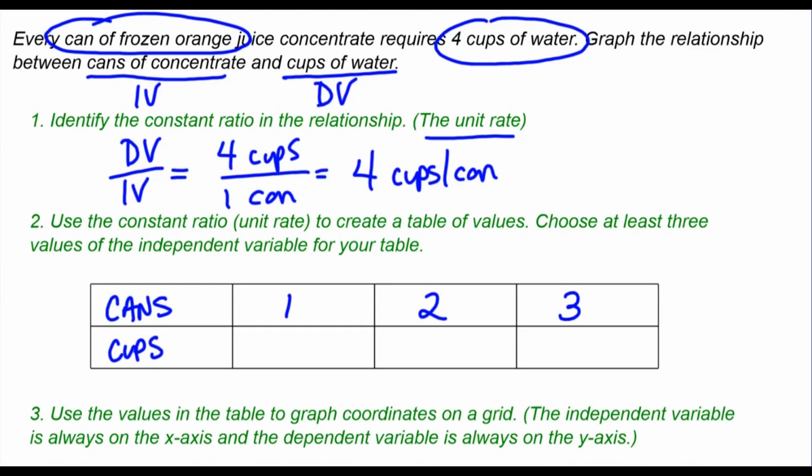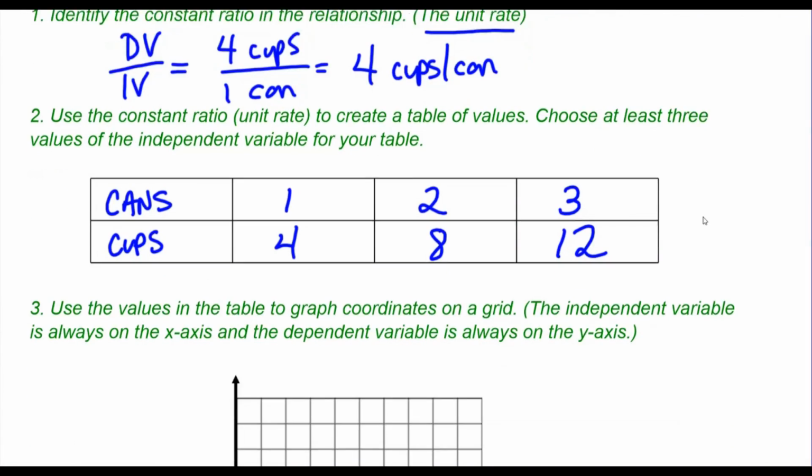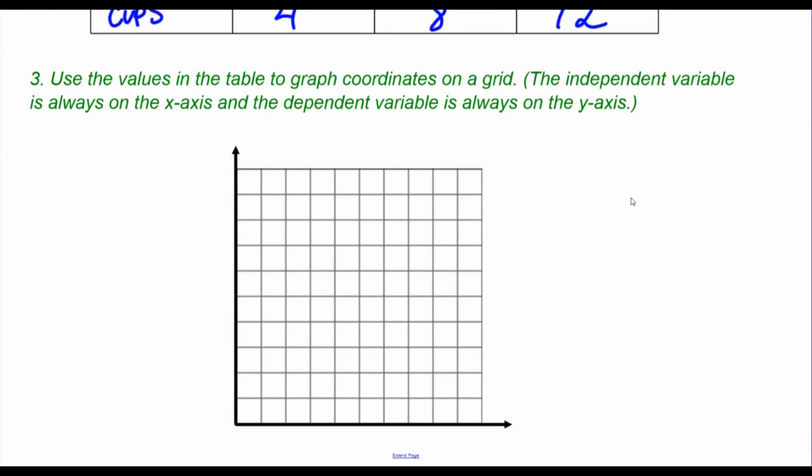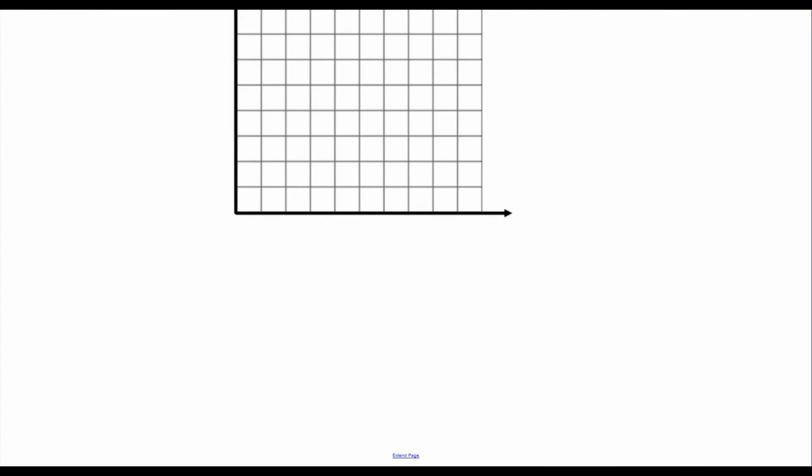It's nice to use lower numbers so that I know they'll fit on my graph, and then I can use that unit rate. So if it's 4 cups for every can, if I have 1 can, that's going to be 4 cups. If I have 2 cans, that's going to be 8 cups. And if I have 3 cans, that's going to be 12 cups. So here I've created my table of values from my unit rate, and now I can use that table to make my graph. Now, again, on the graph, the independent variable is always going to go on the x-axis. So this is going to be cans.